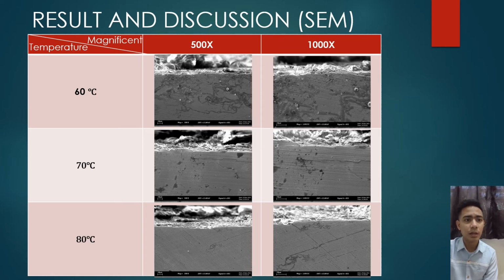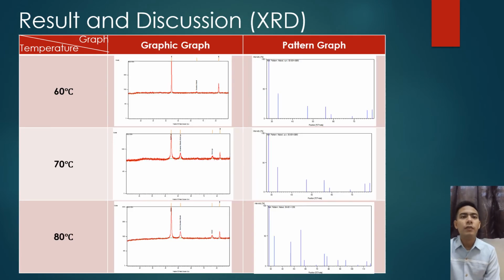At 60 degrees Celsius, there are a lot of scratches on the surface, and when the temperature rises to 70, the scratches are reduced and the surface is smoother. At 80 degrees Celsius, with the 500 magnification, there are no scratches at all.